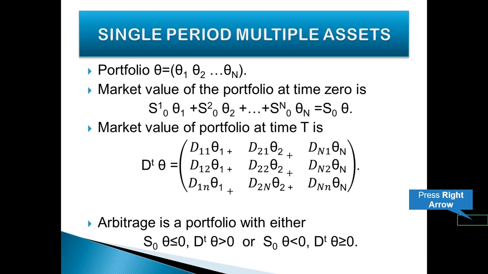Another case can be H0 theta less than or equal to 0. That means initially you have either no money or you start with 0 money, but then afterwards at time capital T you always earn something: D transpose theta is greater than 0. Both of these cases are arbitrage. We don't want them to happen.